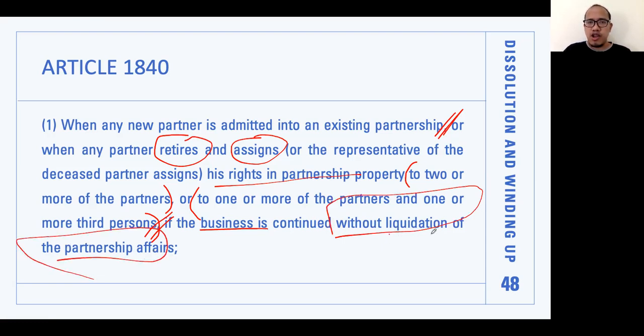Ano ibig sabihin ng liquidation? Ito yung proseso kung saan ina-identify mo yung mga creditors and then i-liquidate mo yung mga assets ng partnership and then babayaran mo yung mga outside creditors and then babayaran mo yung mga partners in their capacity as creditors and then babayaran mo yung mga partners with respect to their capital and then babayaran mo yung mga partners with respect to their profits. Ganun yung ating natutunan about liquidation. Dito, nag-dissolution sila pero hindi tumuloy sa liquidation.